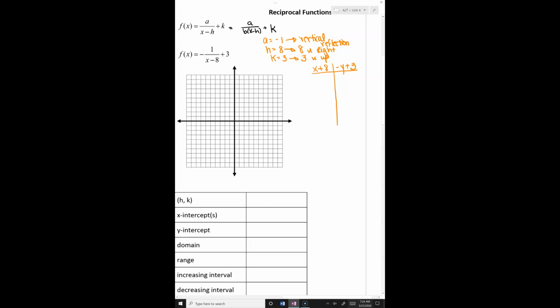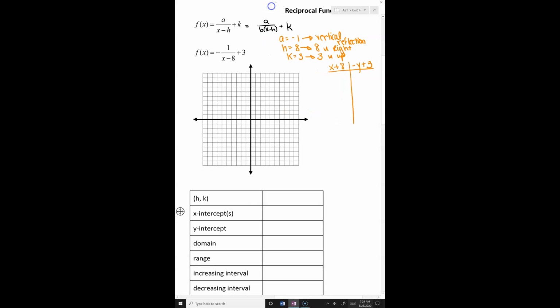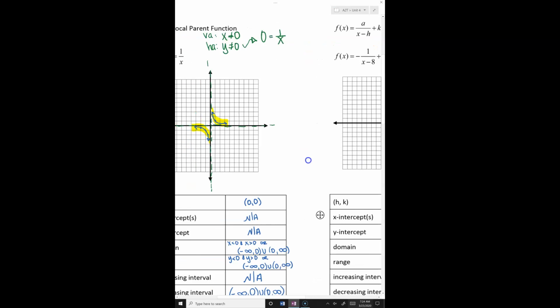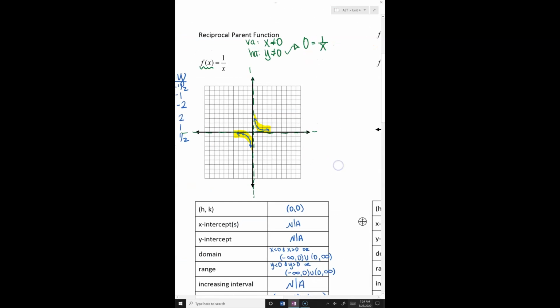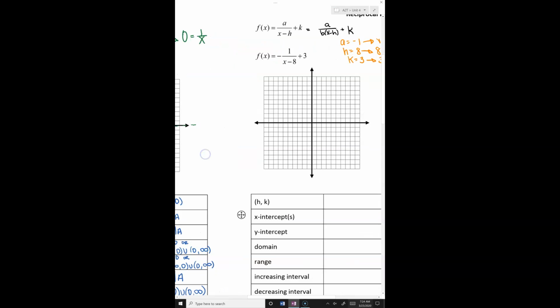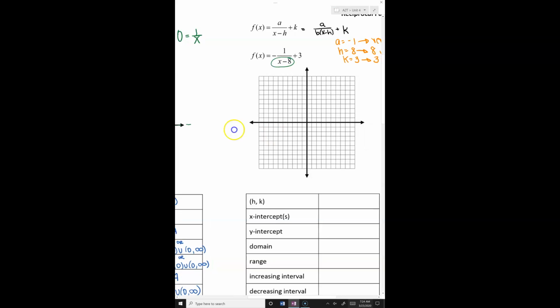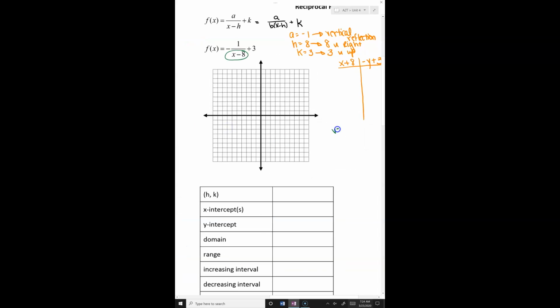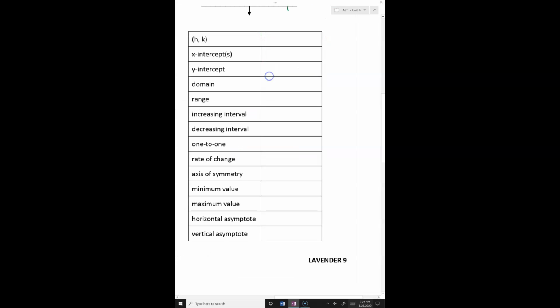Okay, so for our asymptotes, let's look back at the parent function. If we look back, where did the vertical asymptote come from? Yes, it's the value that makes the denominator undefined. So for our vertical asymptote, we can take x minus 8 and set it equal to 0, and we can see that x is 8. So that's going to be our vertical asymptote. We can draw that in and write it in our chart.